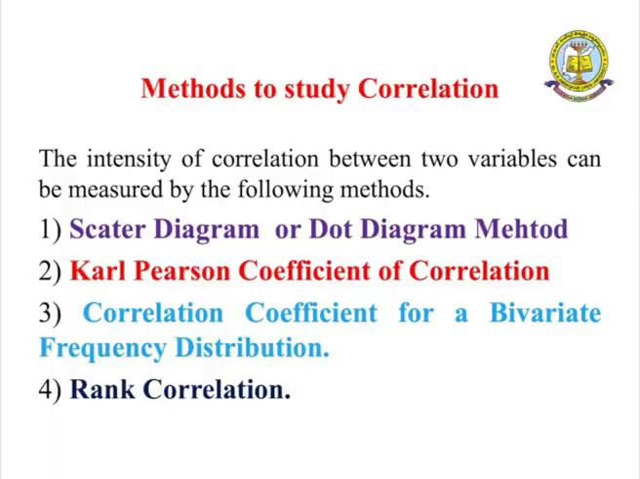Methods to study correlation. We have different methods to find out the correlation between two variables. The intensity of correlation between two variables can be measured by the following methods. First method is the scatter diagram or dot diagram method. The second one is Karl Pearson coefficient of correlation. The third method is correlation coefficient for a bivariate frequency distribution, and the fourth one is rank correlation. These four methods are used to identify the correlation coefficient for the given data set.